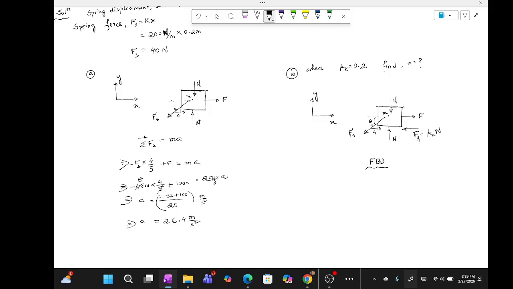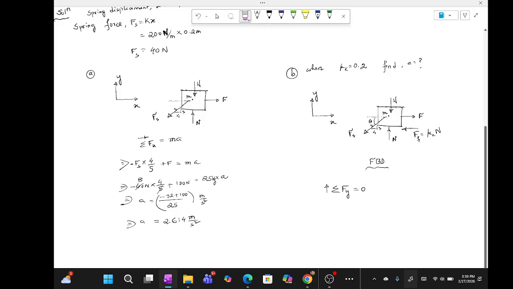Logan, you with me? Yep. Okay, perfect. All right, so I was saying, you got to do two things, right? Summation of Fy, and you know the block is not moving in the upward direction, so it should be 0. And you do have this weight equal to the normal force.